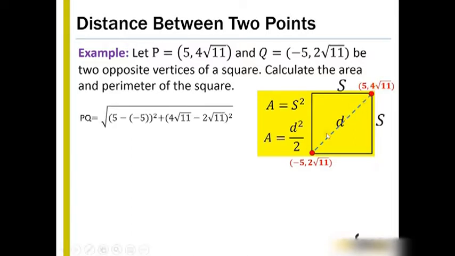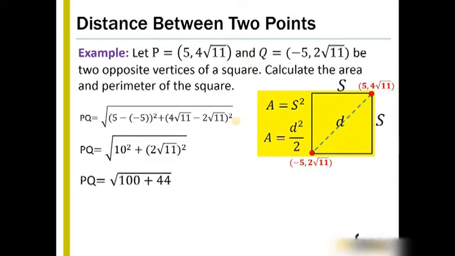Let's use the distance formula to find the length of this diagonal. So the length from P to Q is the square root of (x2 minus x1) squared, which is (5 take away negative 5) squared, plus (y2 minus y1) squared, which is (4 root 11 minus 2 root 11) squared. If we simplify this, we get that PQ equals the square root of 10 squared plus (2 root 11) squared. So PQ is the square root of 100 plus 44. So PQ equals 12. The diagonal of this square is 12.